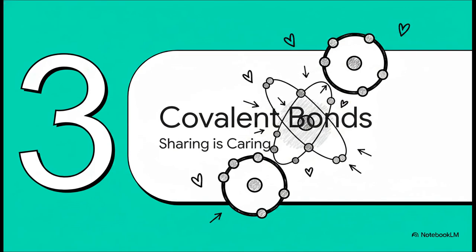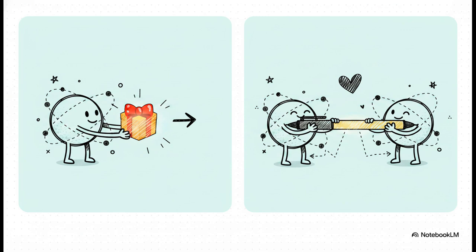All right, Section 3, covalent, sharing is caring. Notice the stark contrast in the approach here. While the ionic bond says, hey, take my electron, the covalent bond says, let's share. Covalent bonds happen between two nonmetals. So going back to our pen analogy, this is when both of you need a pen, but neither of you has an extra one to give away.